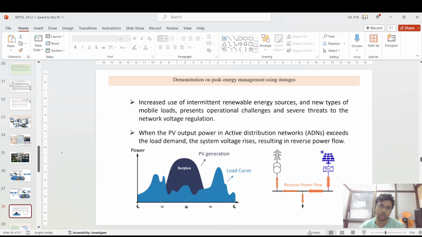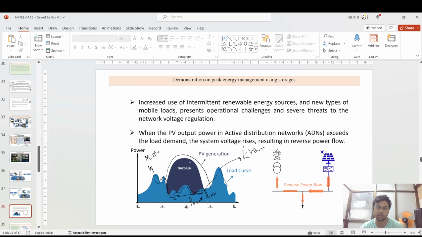Coming to this next topic, that is peak energy management using storages. Suppose this is the power curve of a PV generation, and this is the load curve. You can see the morning peak and the evening peak, and the load is less in the afternoon session. In the afternoon, this is the power lean.